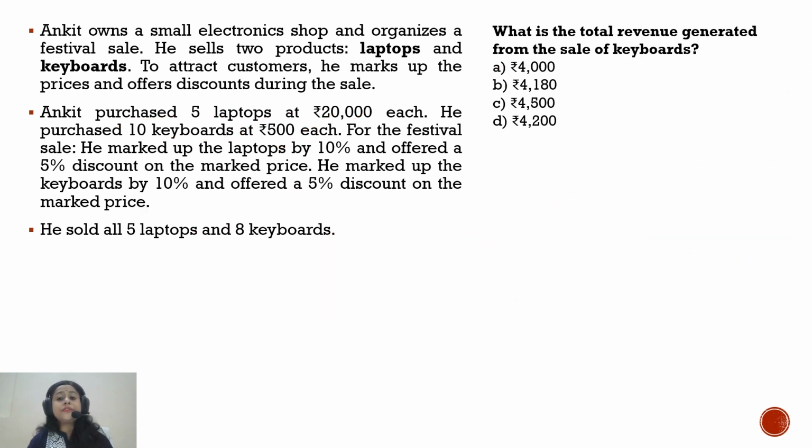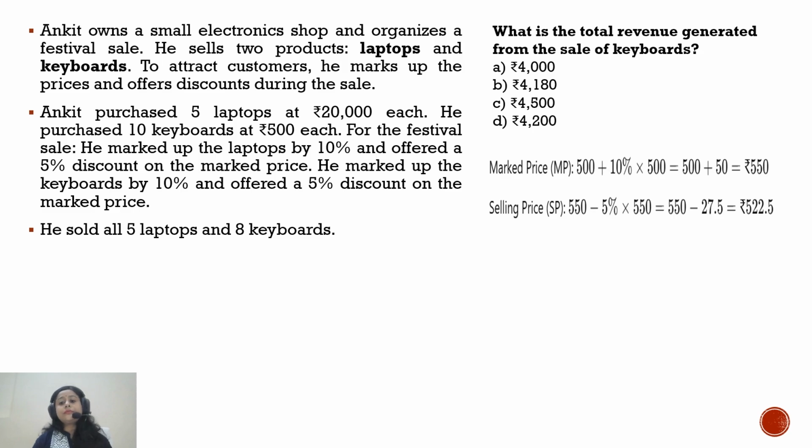So the next question is, what is the total revenue generated from the sale of keyboards? Total revenue means the total selling price you received from the sale of keyboards. I think we have already solved this. As you have to find out the marked price for keyboard, we have already found it in the second question. It is 500 plus 10% of 500, and it was 550. So marked price of each keyboard was 550, right? Then what will be the selling price?